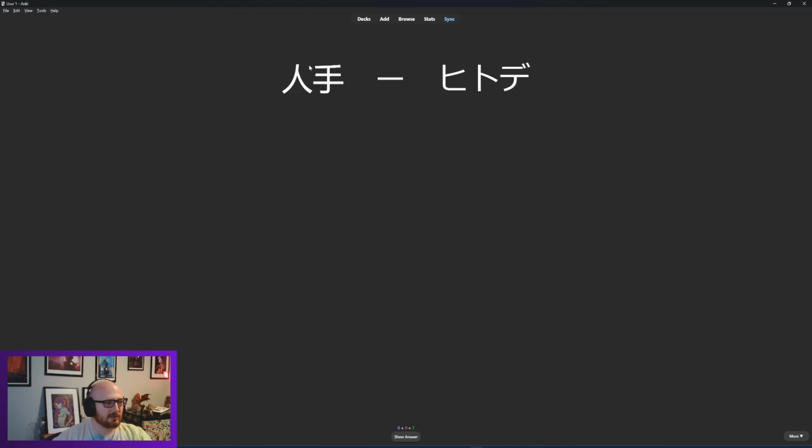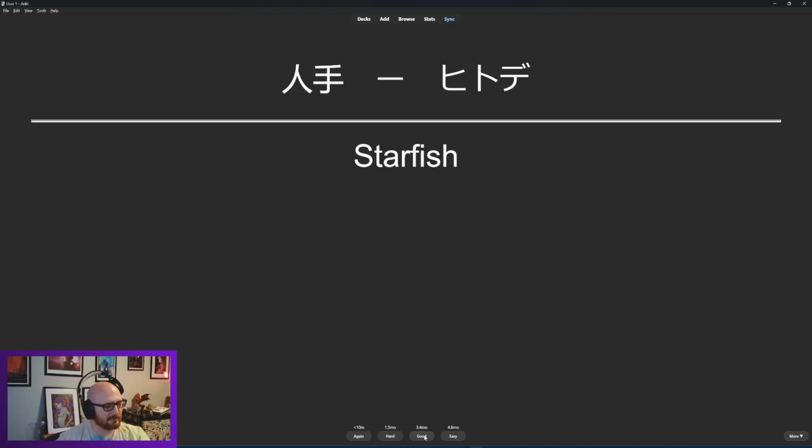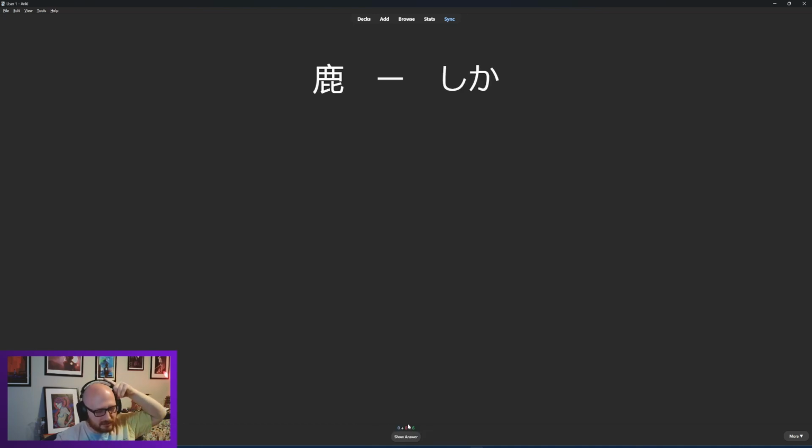Okay, here we have... I know it's starfish. It's starfish. Person hand. Because it's like, you know, like that. Hitode. That's hitode. Yeah, because chi looks like... Yeah, okay. Hitode is starfish. Wonderful.